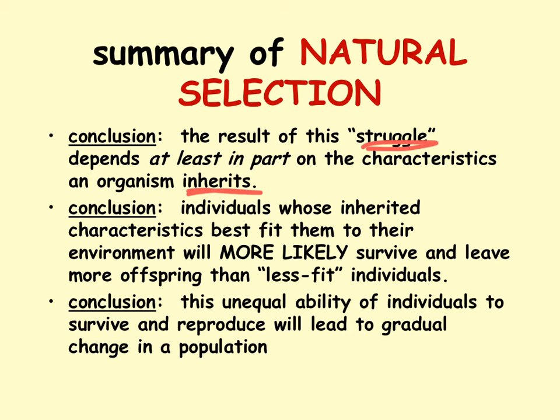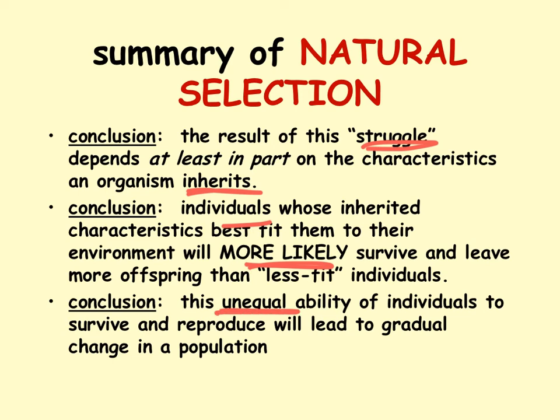Another conclusion is that individuals whose characteristics best gave them a fit to survive in the first place are more likely to survive and leave more offspring than the less fit individuals. In other words, organisms whose variations on the traits gave them a better chance to survive are going to pass on those same traits that helped them survive. And remember from our variation lab, when we hypothetically thought, what if only the longer seeds reproduced and we planted them and let them grow? There's going to be a shift.